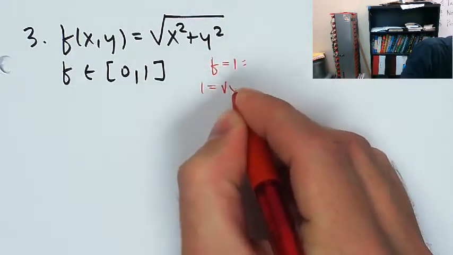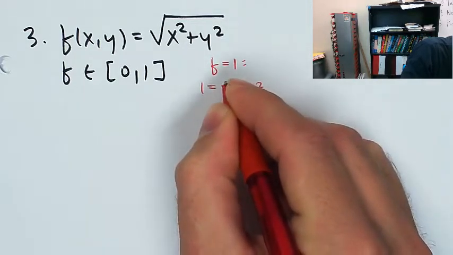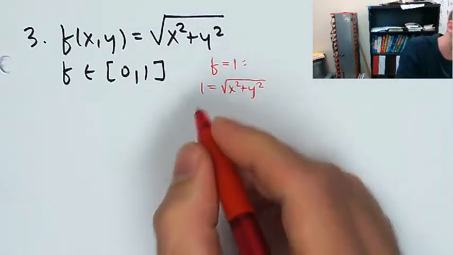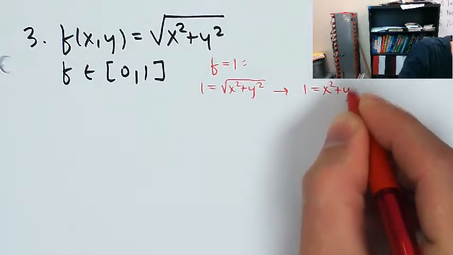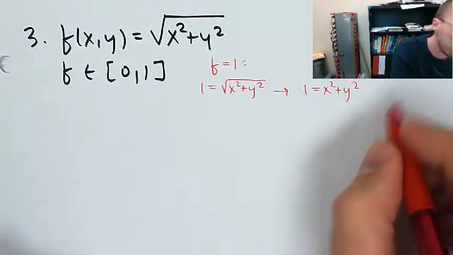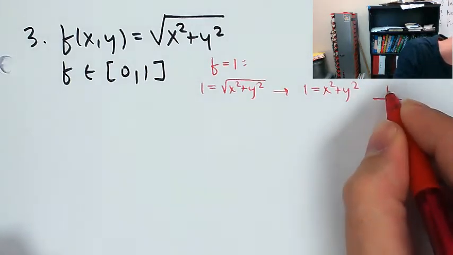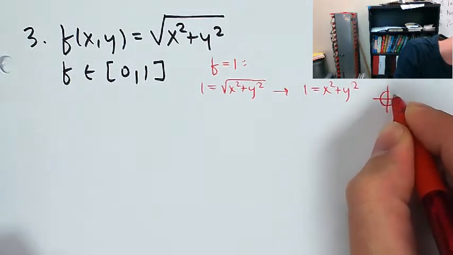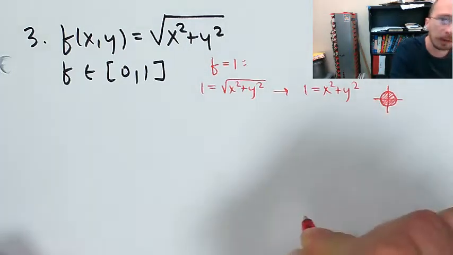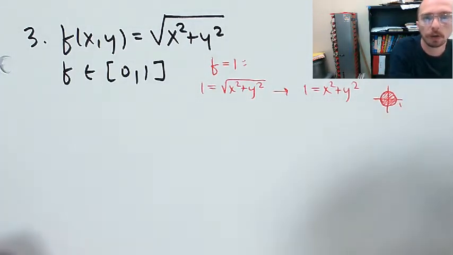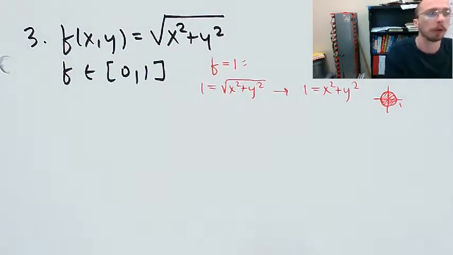Okay, 1 equals the square root of x squared plus y squared. So I can maybe square both sides and say 1 equals x squared plus y squared. And we know what that is. That's the unit circle. So I know I'm running from the origin out to the unit circle. That's going to be that region right there that I'm going to be integrating over. And so it's just the unit circle again.